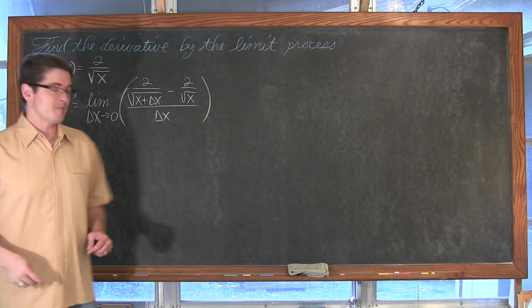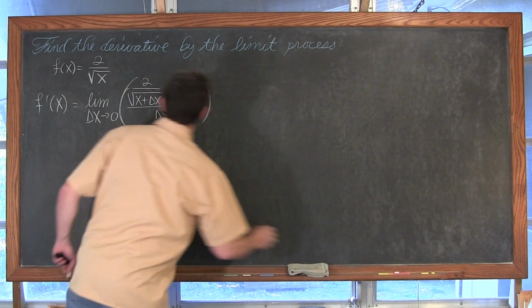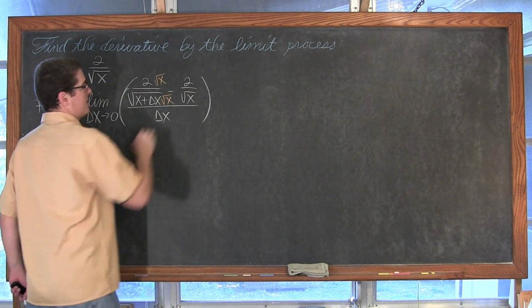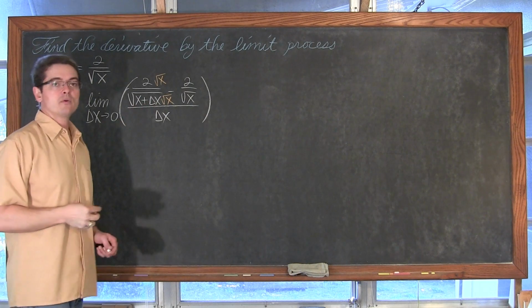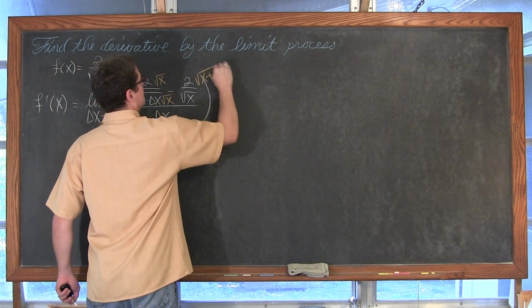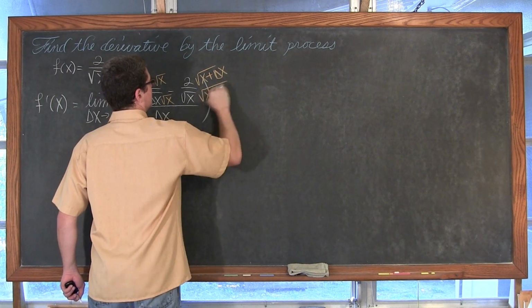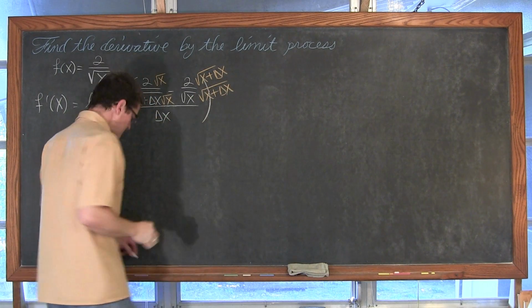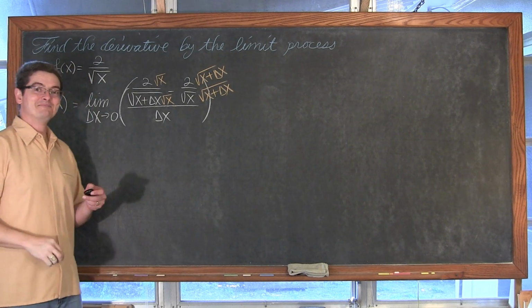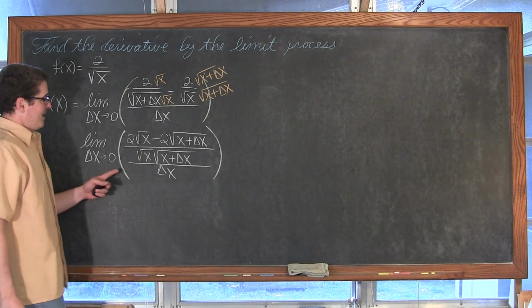So we're going to find a common denominator. We're going to do that by multiplying the first fraction by square root of x in the numerator and denominator, and the second one by the square root of x plus delta x. And to not force you to watch me write, I'll just make it appear.